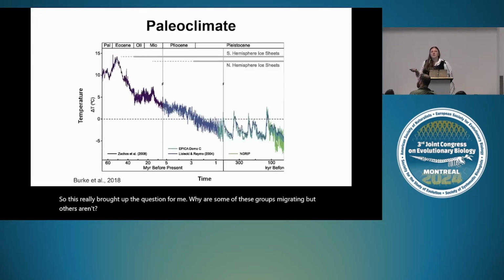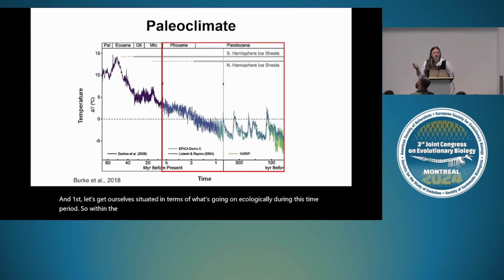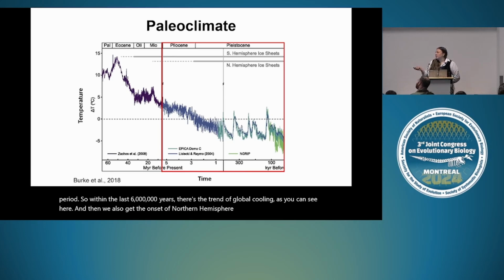First, let's get ourselves situated in terms of what's going on ecologically during this time period. Within the last 6 million years, there's the trend of global cooling, as you can see here. And then we also get the onset of northern hemisphere glaciation, which you can see in these big spikes and dips over here.